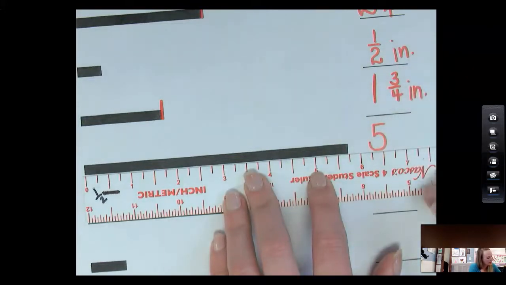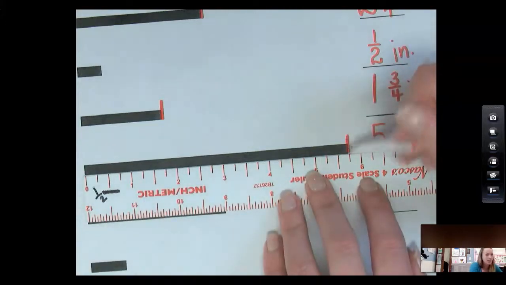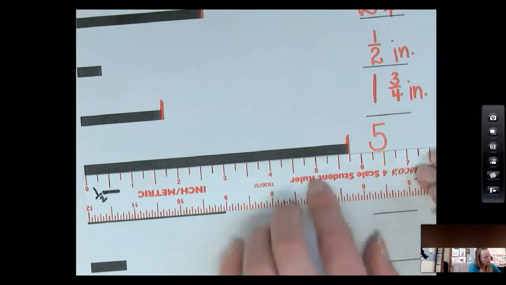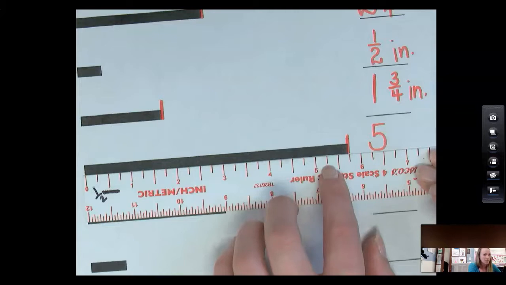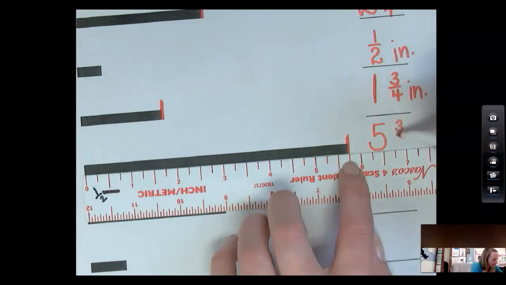All right, now we're going to sing our song, okay? And we can't stop until we hit this mark right here. Okay, you ready? So we're not going to start at the 5 on our song. We start on the mark right after the 5. Ready? A fourth, a half, 3/4. So put that in and write inch.